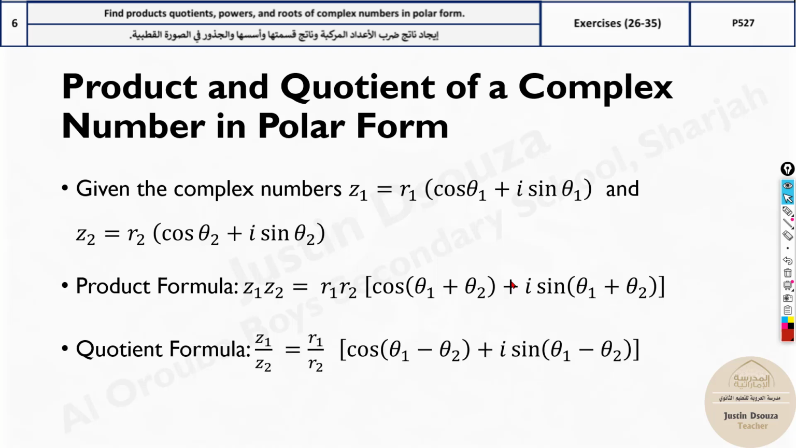You need to memorize this one. The quotient is simple. It's just divided: R1 divided by R2, and instead of plus over here, we have minus. So if you're thorough with one formula, the other one is very simple to relate it. So here it was multiplication, multiplication, division, division. Multiplication is related to addition, division is related to subtraction.